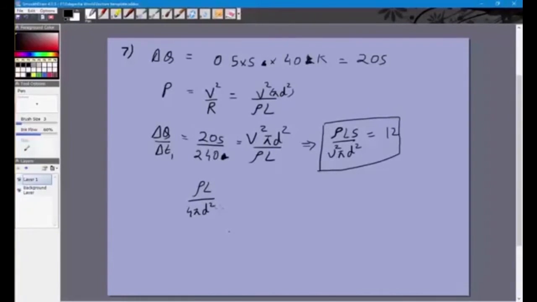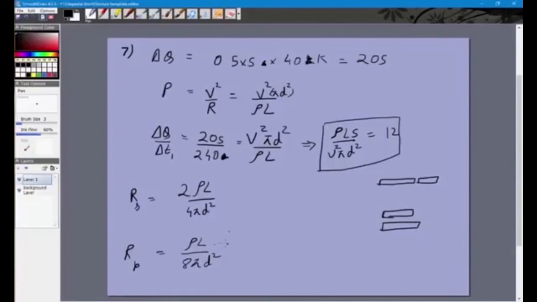Rho L by 4 pi D squared is the resistance of one such wire. In the first case, we have two such wires in series. That would mean the total resistance R in series is rho L by 4 pi D squared plus rho L by 4 pi D squared, or 2 rho L by 4 pi D squared. In the second case, R parallel, you have both of them in parallel, equal resistances. So the net resistance is half of that, right? 1 by R plus 1 by R is 2 by R, the inverse of that is R by 2. So half of rho L by 4 pi D squared, that is rho L by 8 pi D squared.